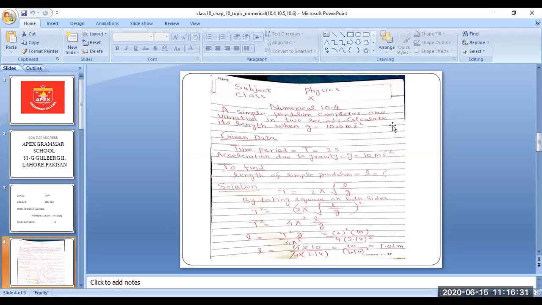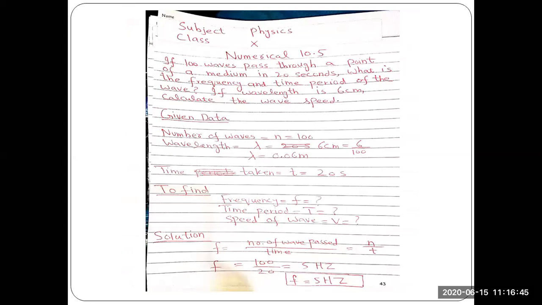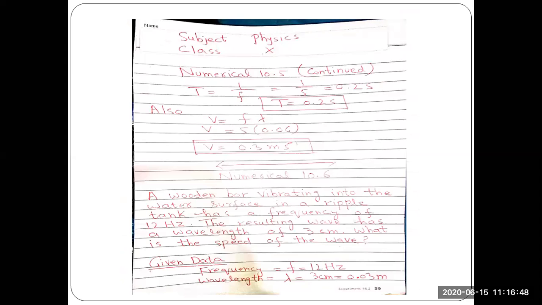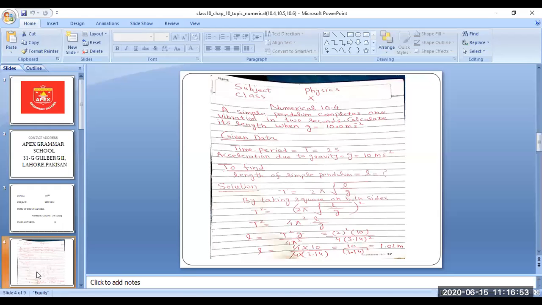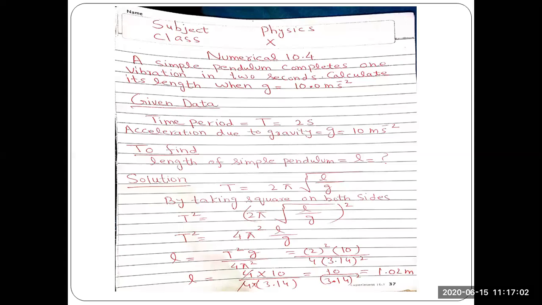A simple pendulum completes one vibration in 2 seconds. Calculate its length when g equals 10 meter per second square. So the first numerical is 10.4. This is the statement of numerical 10.4.